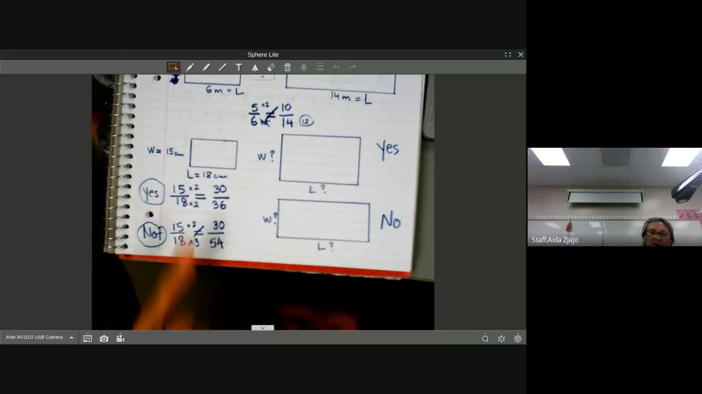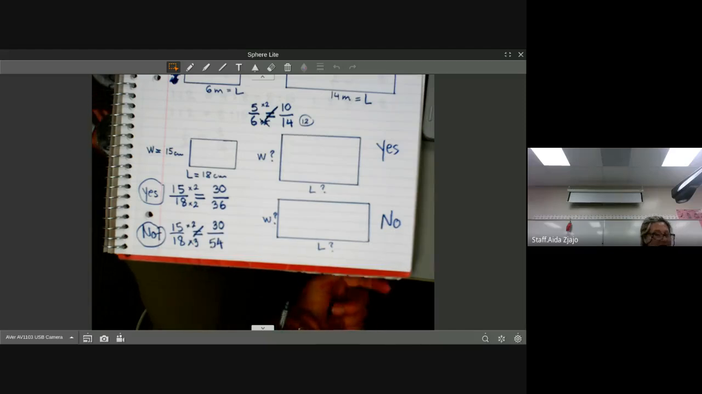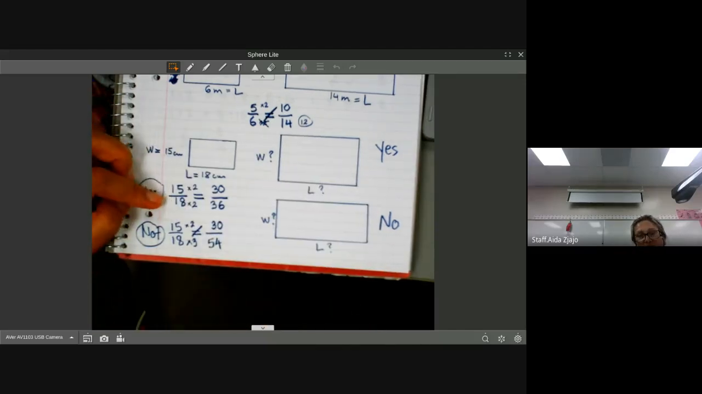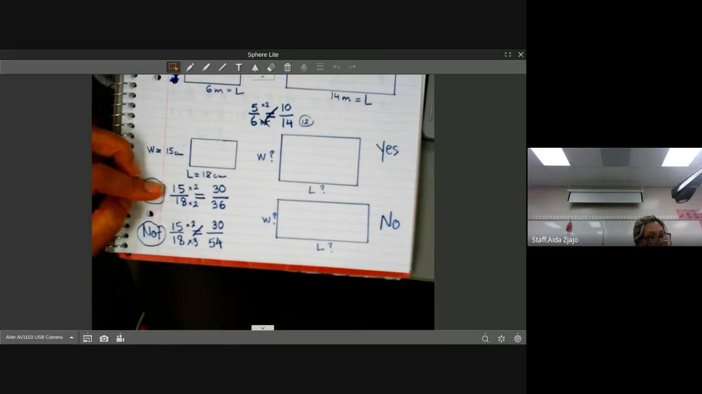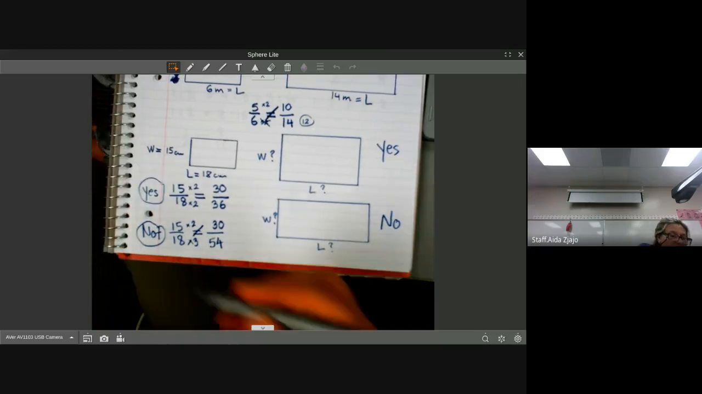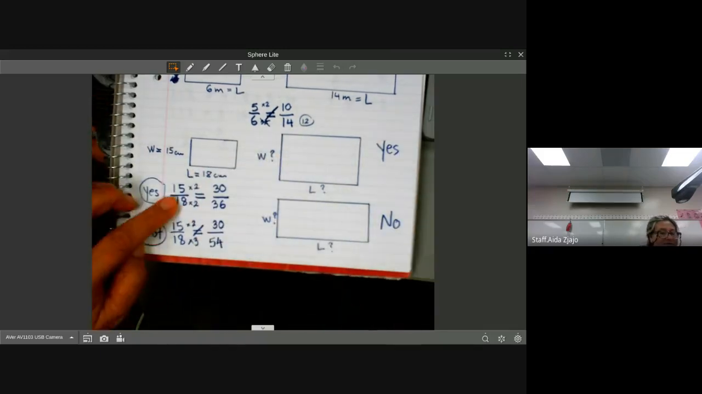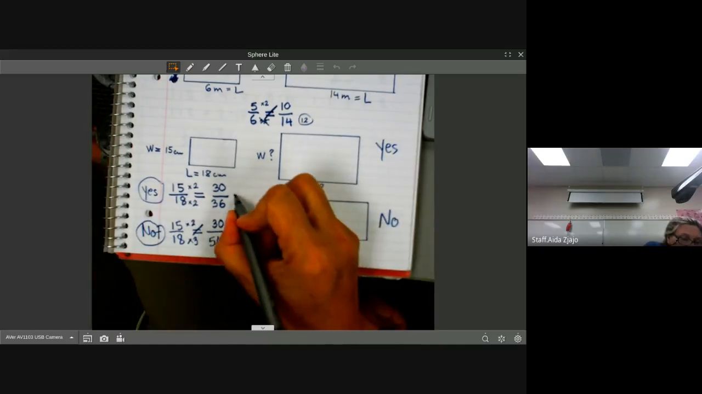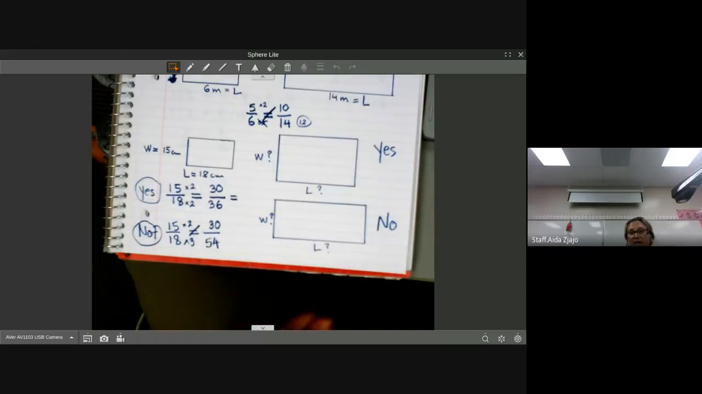But I also can think about, if I go in this direction, I can make the values that are smaller. So I can think about which number I can divide 15 and 18 by, the same number, and I will get the same equivalency as well.